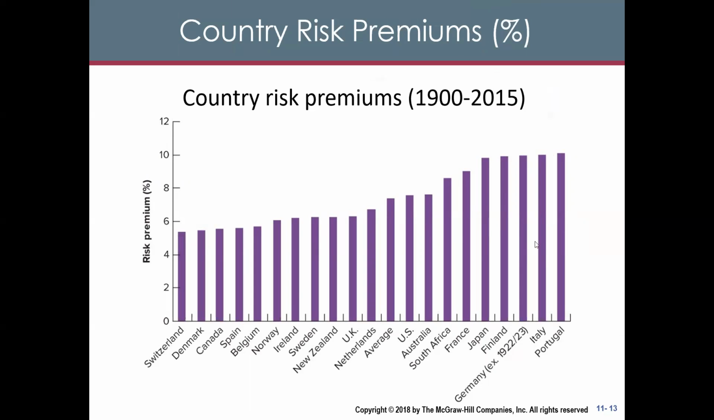Okay, so we can see Portugal has the highest risk premium, and Switzerland has the lowest risk premium. Different countries may have different risk premiums. Okay.